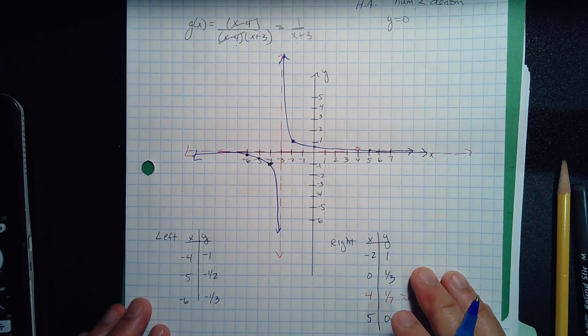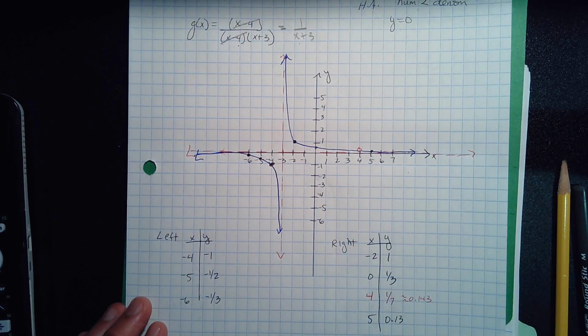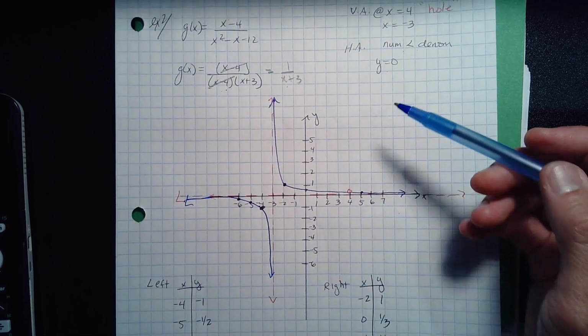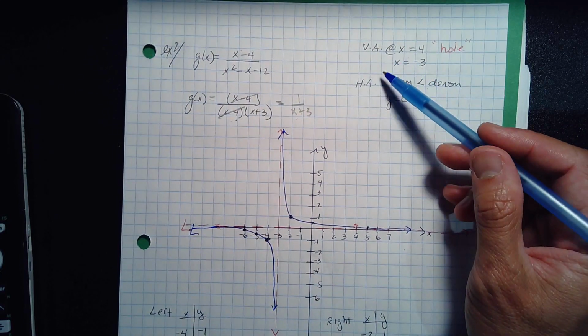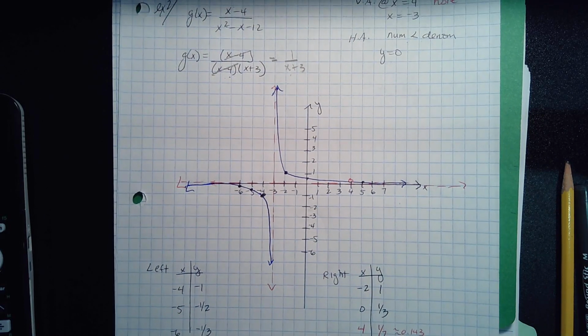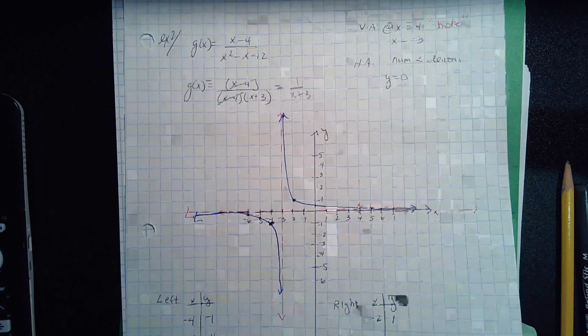Okay, so again, that's your rational function. That's a graph of the rational function. Again, find all your asymptotes, and then look to the right and left of each vertical asymptote. All right, so that's example 2.